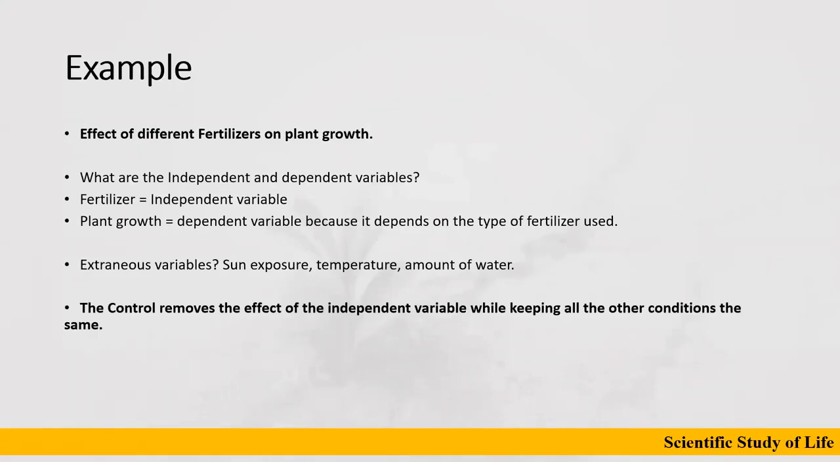And what we are measuring, which is the dependent variable, is our plant growth. So plant growth would be our dependent variable, because it depends on the type of fertilizer that the scientist uses. Some extraneous variables can be sun exposure, temperature, amount of water, and others. Now, the control in the experiment removes the effect of the independent variable while keeping all other conditions the same.